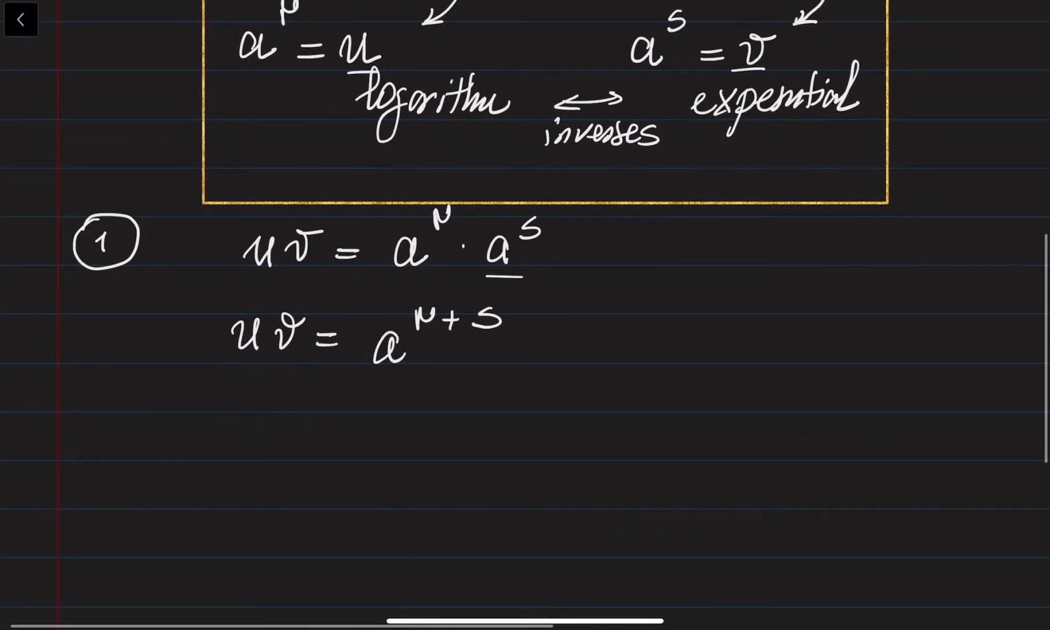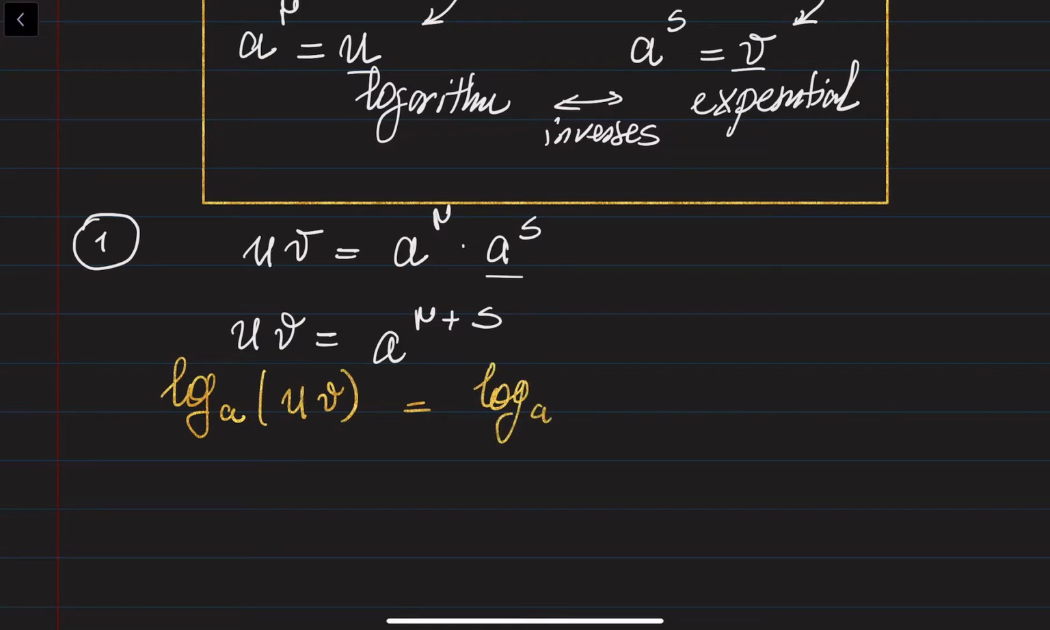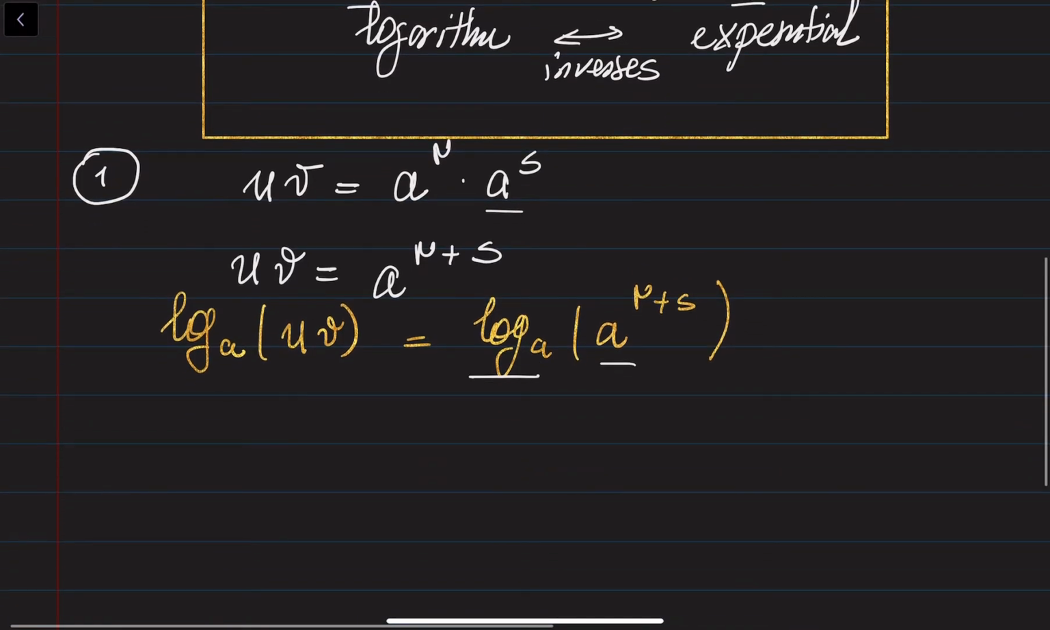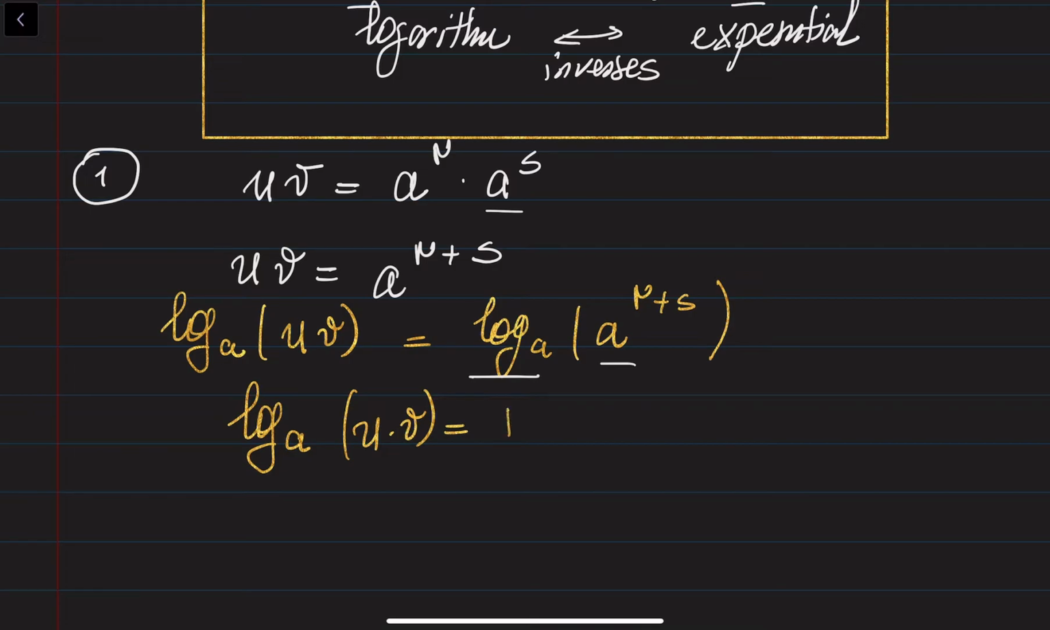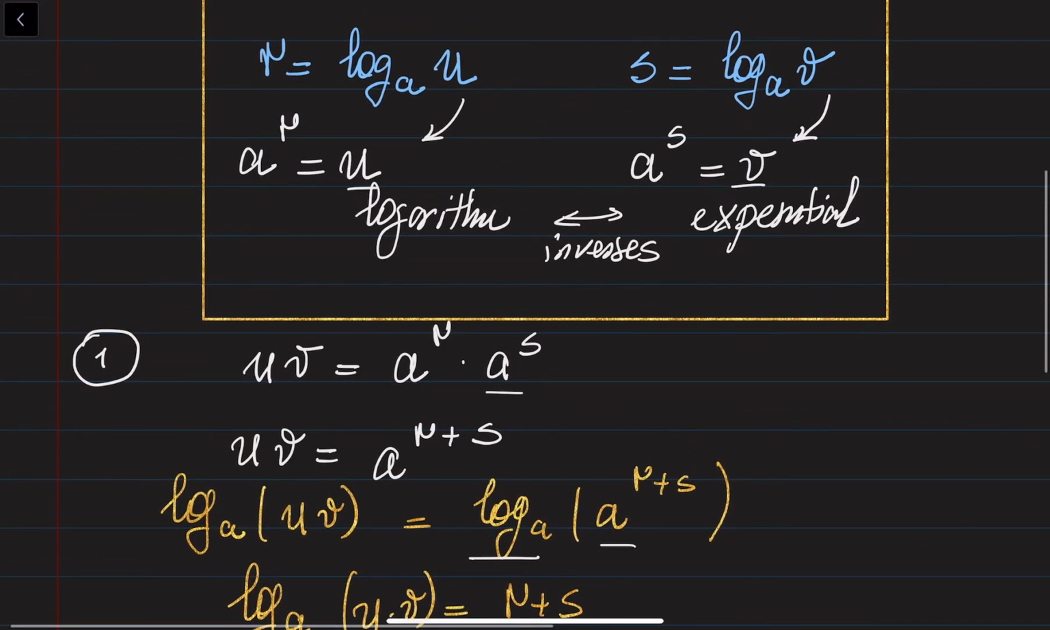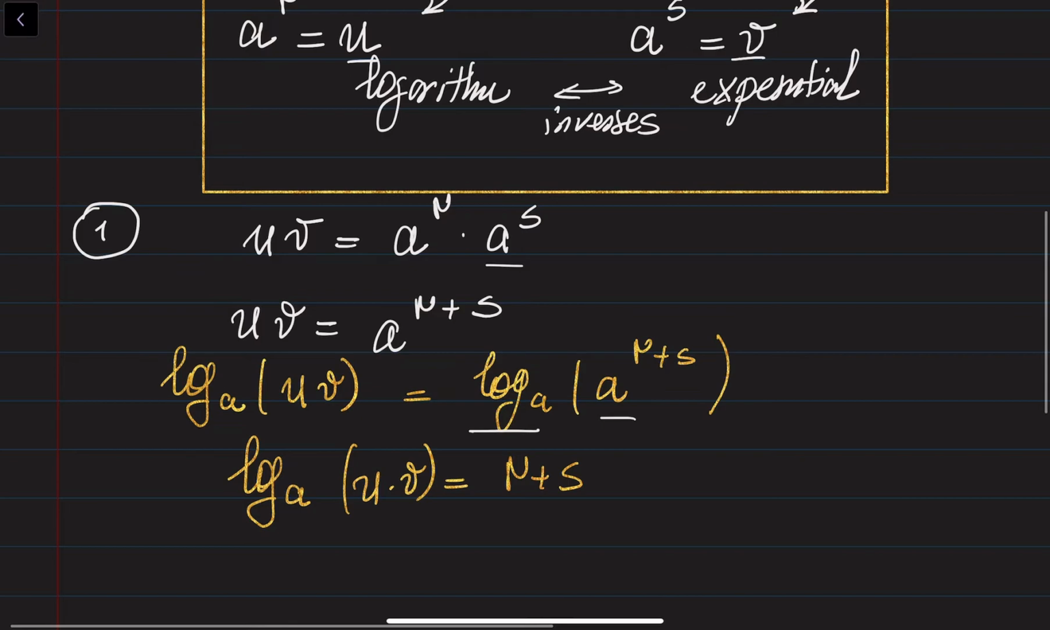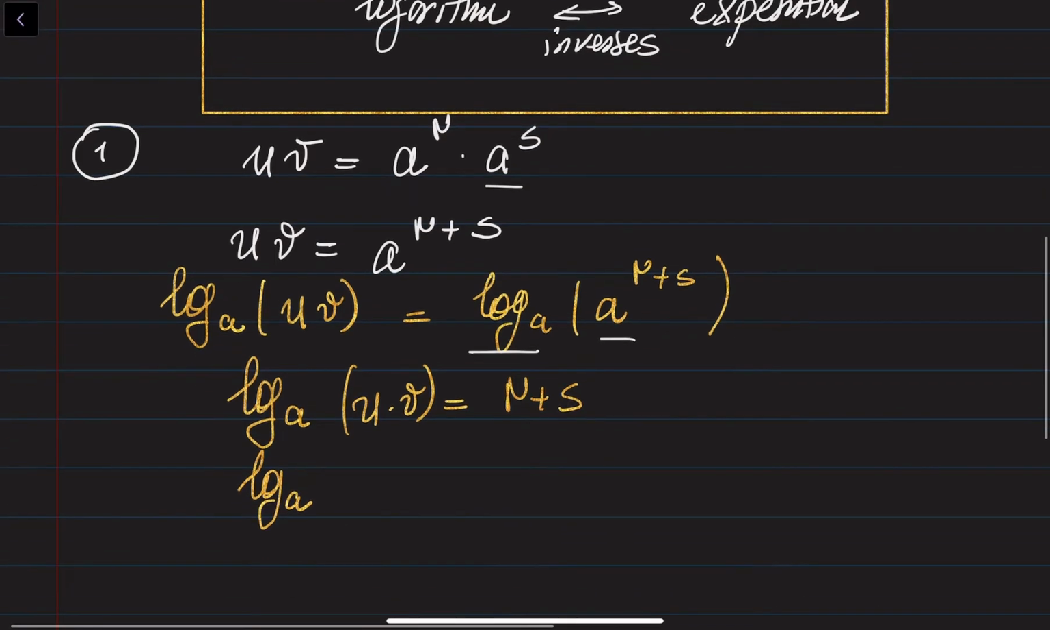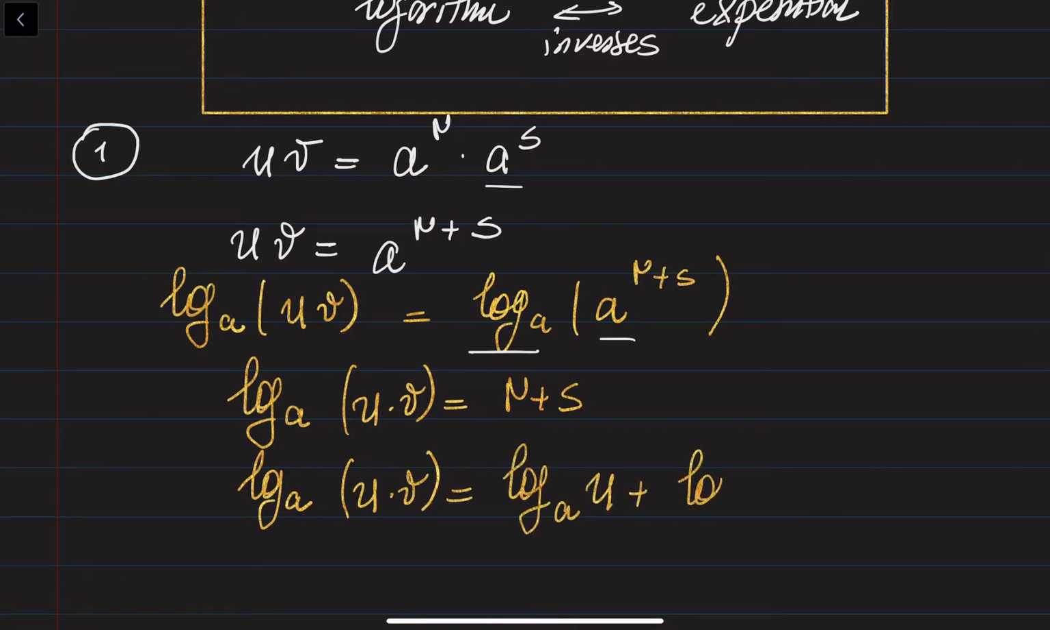Now I would like to take the logarithm base a of both parts. It's going to be the logarithm base a of uv is equal to the logarithm base a of a to the power of r plus s. Again, the logarithm is the inverse of the exponential function, so it's going to cancel that out. What we have is the logarithm base a of u times v is equal to r plus s. Do you remember what r and s were? They are the logarithmic functions of u and v. So the logarithm base a of u times v is equal to the logarithm base a of u plus the logarithm base a of v.